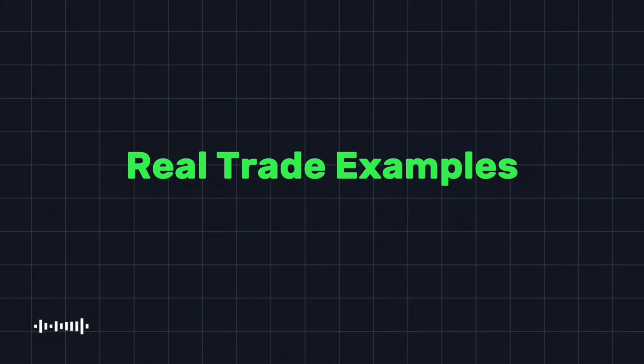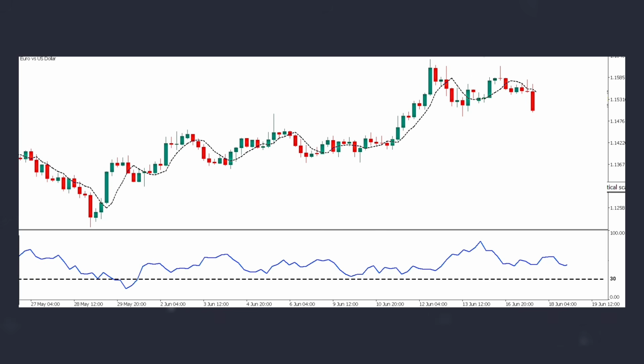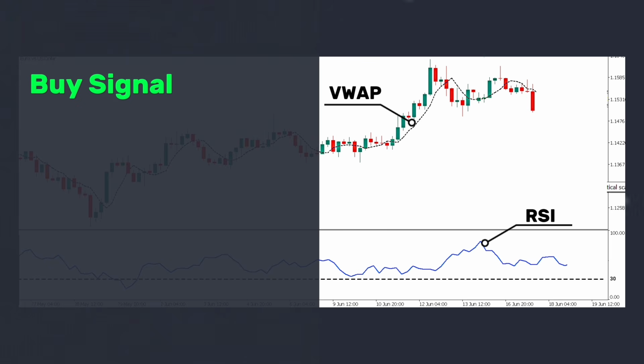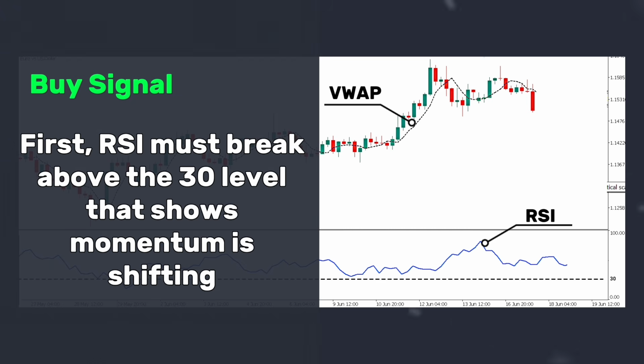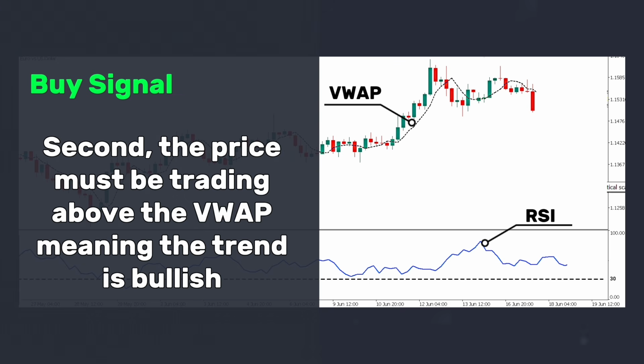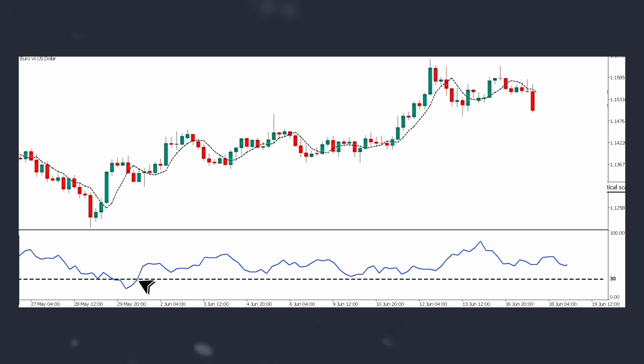Real trade examples. This is a Euro to USD chart, showing how this strategy works in practice. In this strategy, we combine RSI with VWAP to filter out false signals. A buy signal is only valid when two conditions are met. First, RSI must break above the 30 level that shows momentum is shifting. Second, the price must be trading above the VWAP, meaning the trend is bullish. Here, RSI crosses above 30, and at the same time, the VWAP is below the candles. In this example, both conditions are valid, so we can buy and ride the upward move to capture profit.